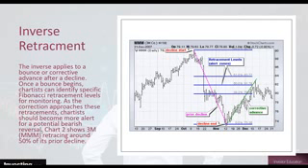So an inverse applies to a bounce or a corrective advance after a decline. Once a bounce begins, chartists can identify specific Fibonacci retracement levels for monitoring. As a correction approaches these retracements, chartists should become more alert for a potential bearish reversal.